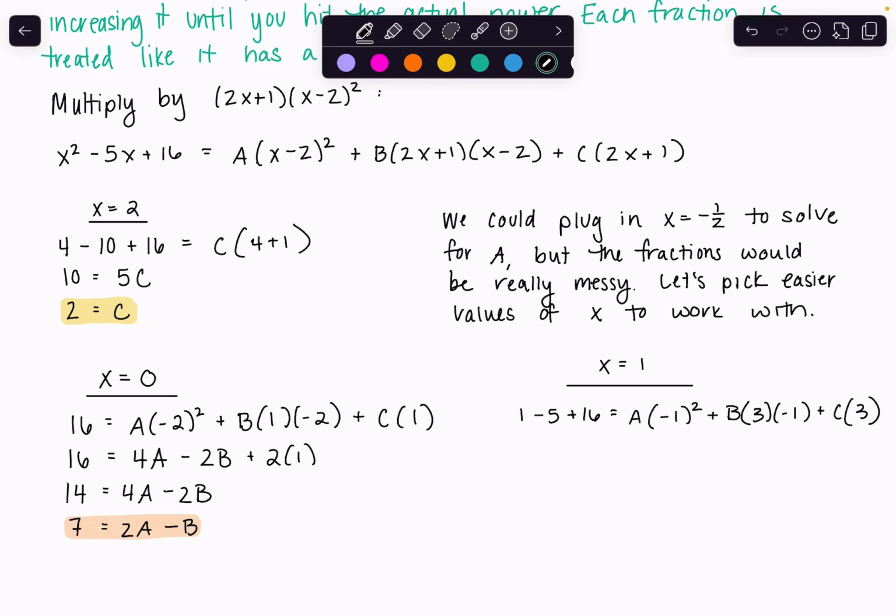So condensing this, that's 17 minus 5, which is 12. That's A minus 3B. And then remember our value of C is 2. So 2 times 3 is going to give us 6. So subtracting the 6 gives us 6 is equal to A minus 3B.